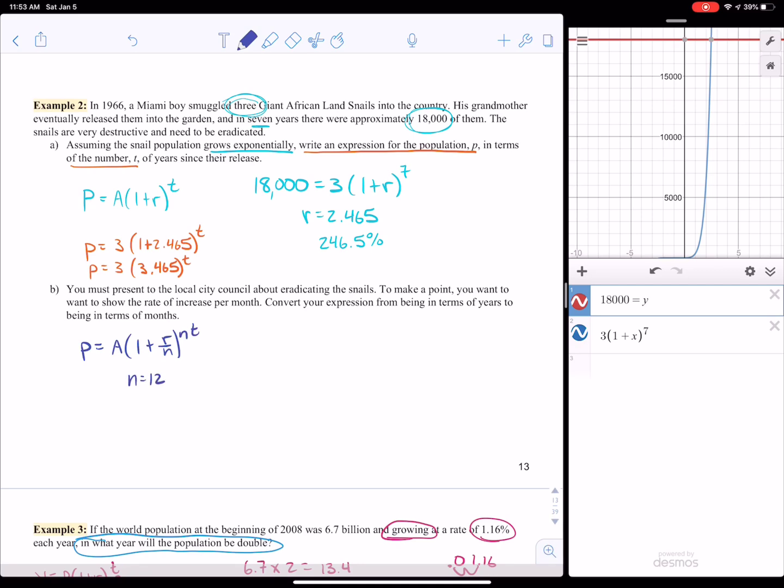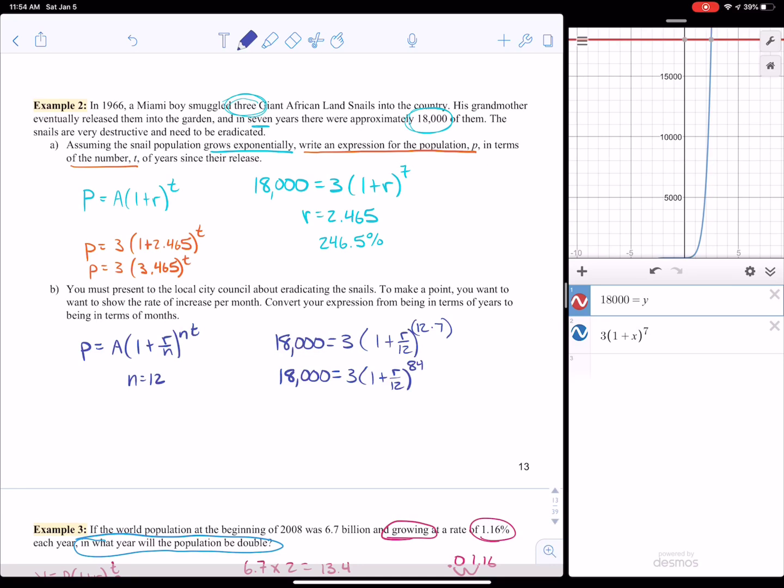N would just equal 12 because they're talking about monthly increase. And so then you still have 18,000 snails. Your initial amount was still 3. We are going to look for the rate again, but divide it by 12 this time. And then 12 times 7 years is our time now because we're in terms of months. So then that would be 18,000 equals 3 times 1 plus R over 12 to the 84 months as our exponent.